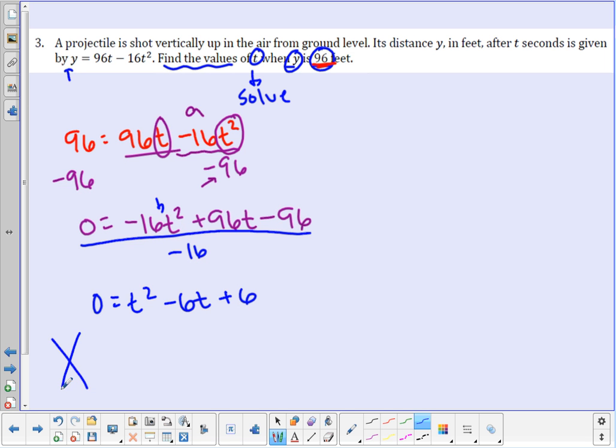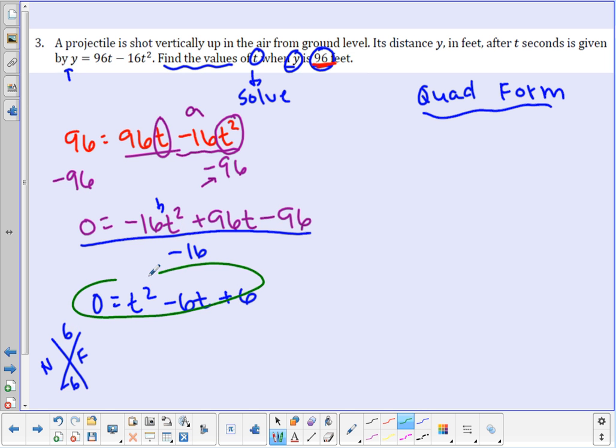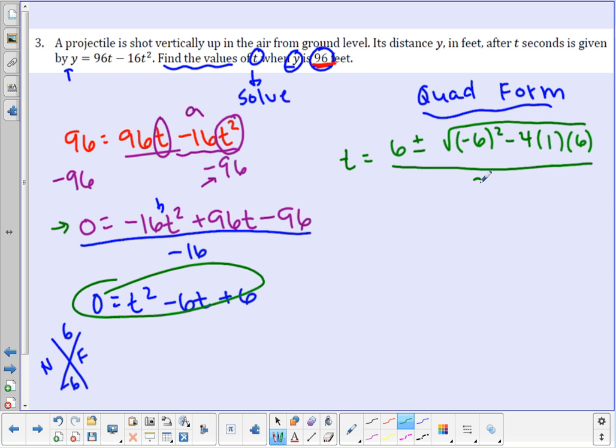It still wasn't factorable, so that was kind of disappointing. I can't get a product of 6 and a sum of 6 at the same time. So not factorable means I had to use the quadratic formula. Now, the nice thing about what I did though is that my quadratic formula is going to be a lot easier with this equation than with that one. My numbers are a lot smaller, so they're a lot easier to work with. So that's what I did. T is equal to the opposite of b, which is now positive 6, plus or minus the square root of negative 6 squared minus 4 times a times c, all over 2 times a.